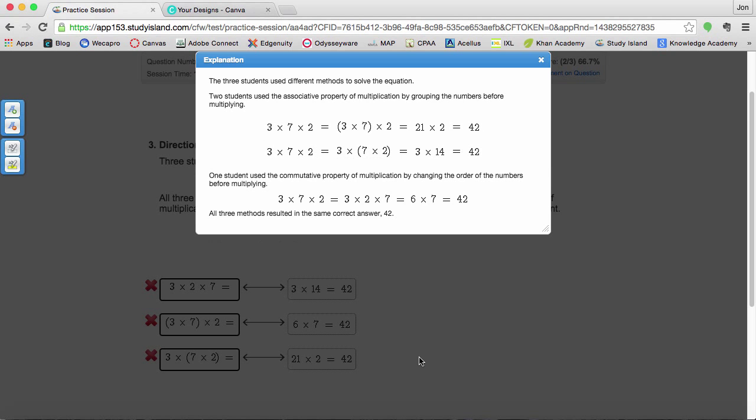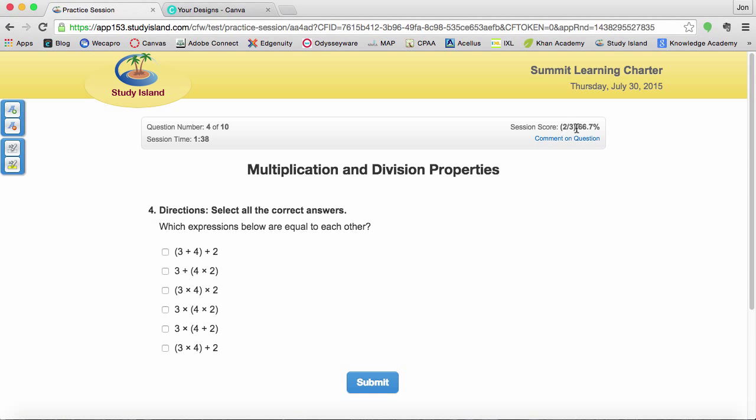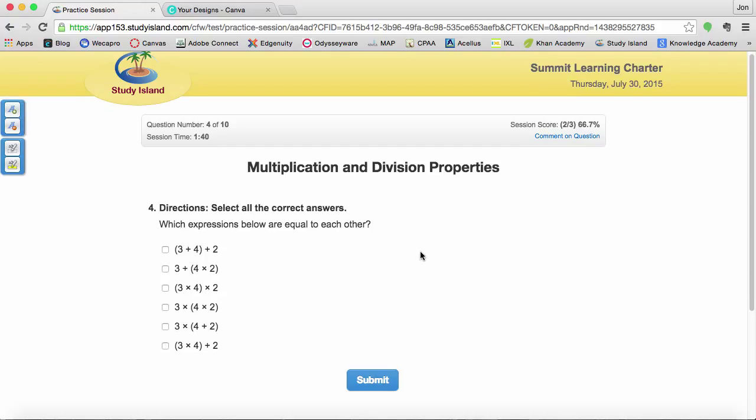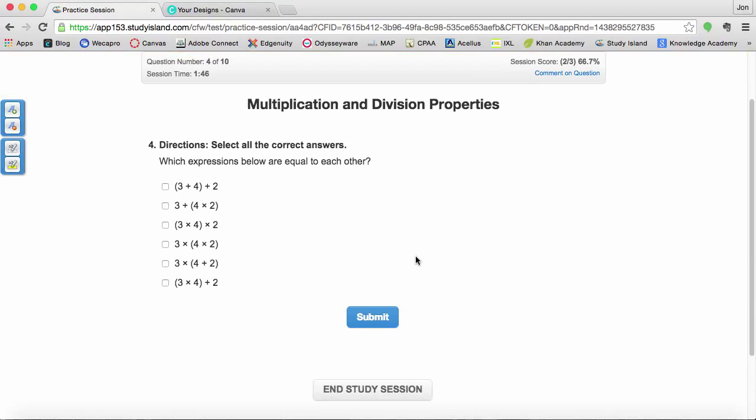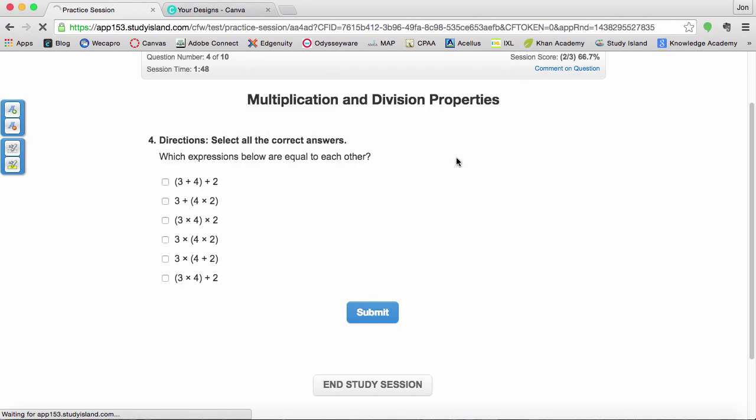And I'm going to get an explanation. So it tells me about how to approach this the right way. And now I can try again. But it does count that question as missed. I've got 2 out of 3 right. So that's a little bit about what it is. It's just practice questions based around a variety of topics, all aligned to state standards. So I can go ahead and end the study session. I'm going to call it good.